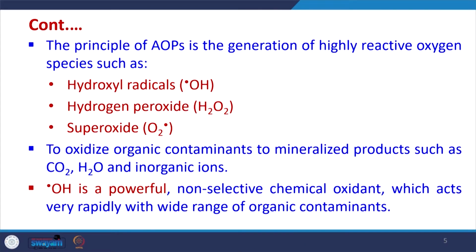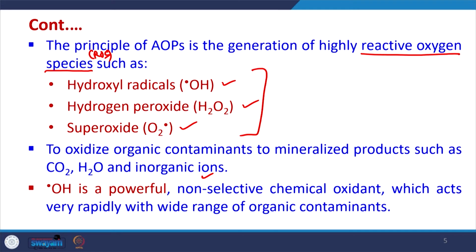Now, the principle of AOPs is the generation of highly reactive oxygen species. They are also termed as ROS. So, this we are going to learn as well. Now, a few of the main species which are generated are hydroxyl radical, hydrogen peroxide, superoxide, etc. These radicals are used to oxidize organic contaminants to mineral products such as CO2, H2O and inorganic acids or inorganic ions.